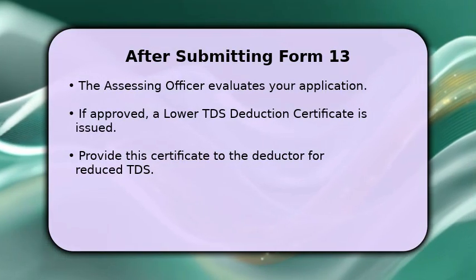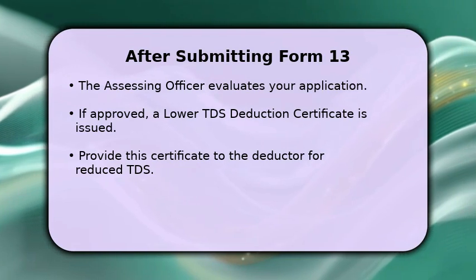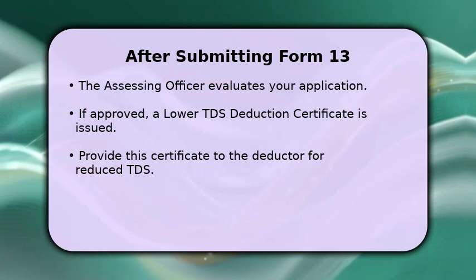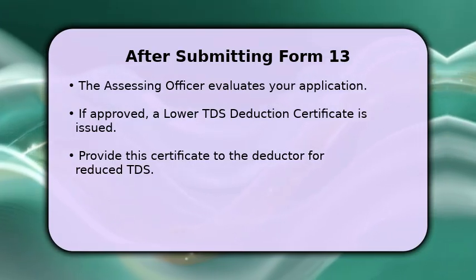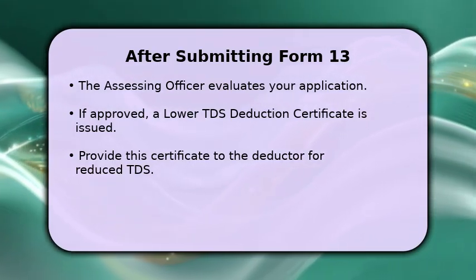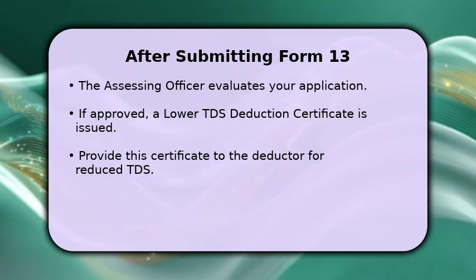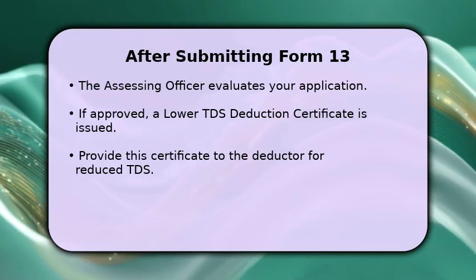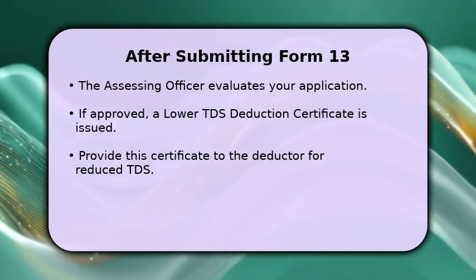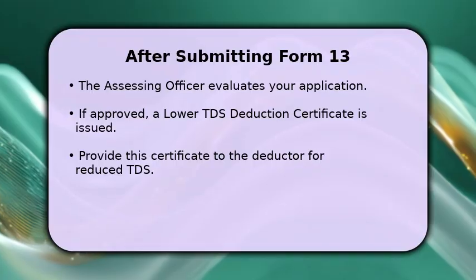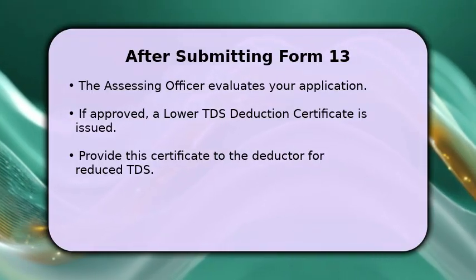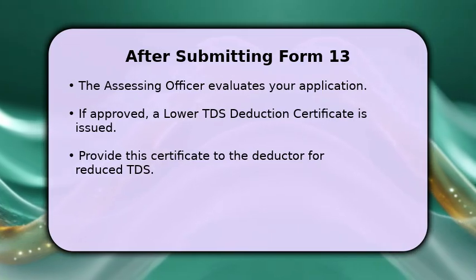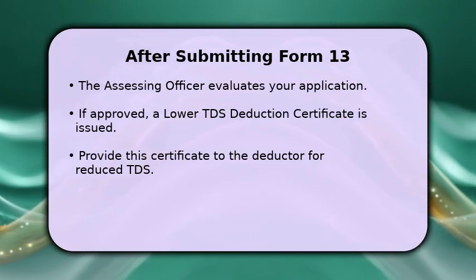After you submit your Form 13 application, the assessing officer of the Income Tax Department will review it. If they are satisfied with your justification and documentation, they will issue a lower TDS deduction certificate. You then provide a copy of this certificate to the person or entity responsible for deducting your tax. This certificate authorizes them to deduct TDS at a lower rate or even at a nil rate as specified, ensuring your tax deductions are appropriate for your financial situation.